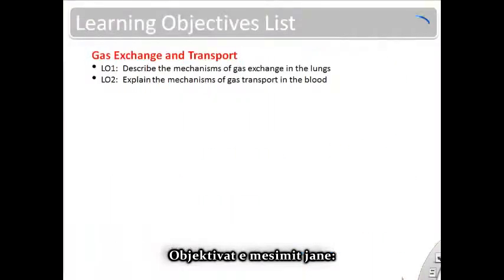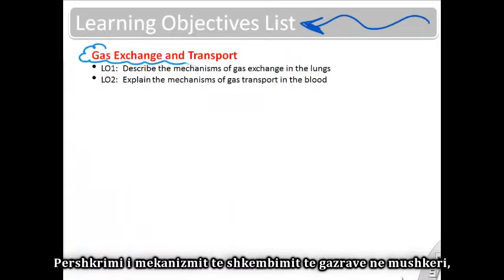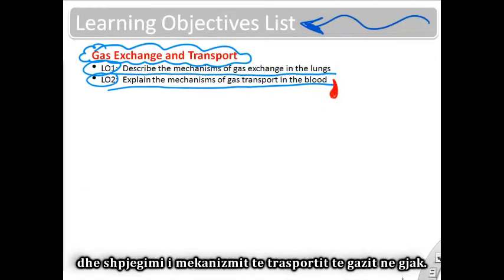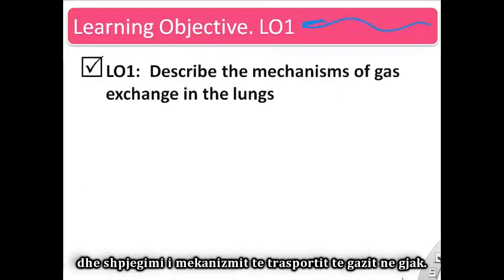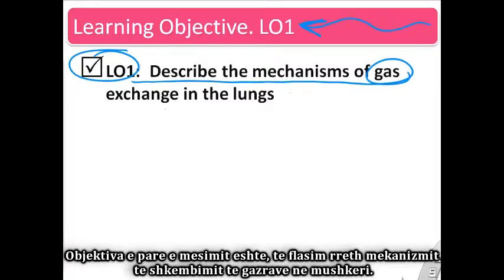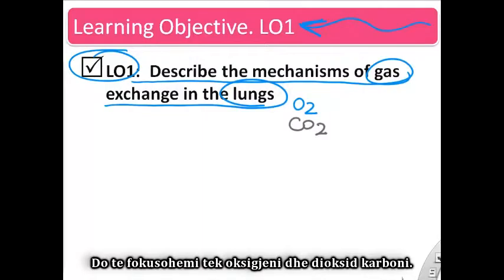Learning objectives that we'll cover are to describe the mechanisms of gas exchange in the lungs and explain the mechanisms of gas transport in the blood. So the first learning objective is to talk about gas exchange in the lungs, focusing on oxygen and carbon dioxide.